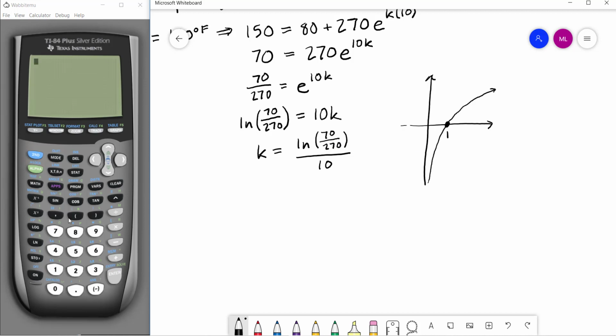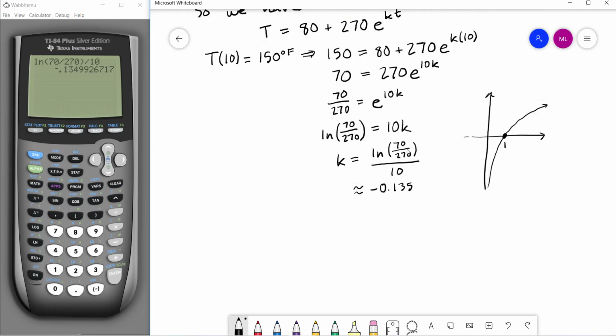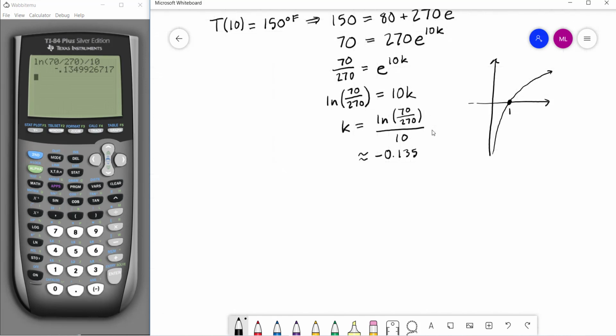So let's check it out and see what we get. We'll do the natural log of, again, 70 divided by 270. Least we could do is probably cancel those zeros at least. And then divide that whole result by 10, and we should get a negative number here. So this is about negative 0.135-ish, if we round to 3 decimals. So there's our result. I'm going to keep my result exact. I'm not going to put this rounded number in. I'm just going to use this value of k.